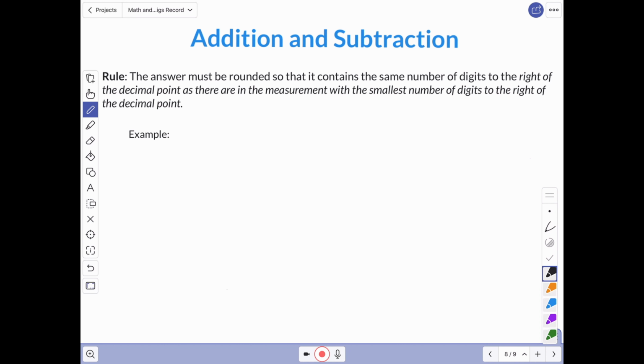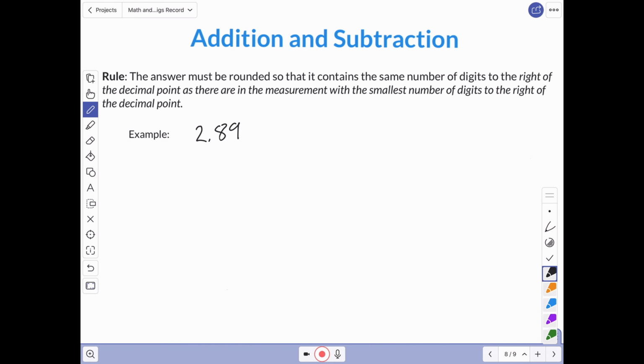The answer must be rounded so that it contains the same number of digits to the right of the decimal point as there are in the measurement with the smallest number of digits to the right of the decimal point. Now that sounds very confusing. And the fact of the matter is it is. So I'm going to show you a process for us to do this so that we get it right every time. So let's say, for example, we want to add these two measurements.